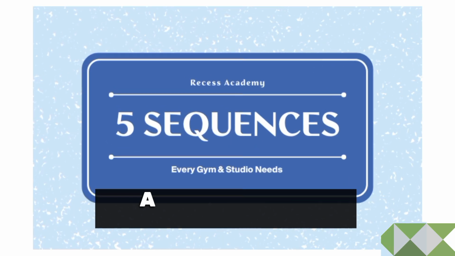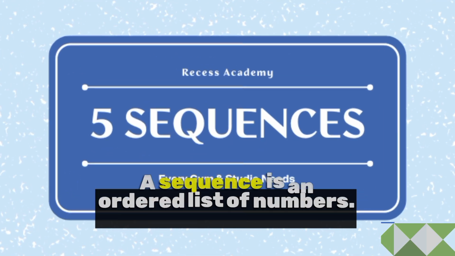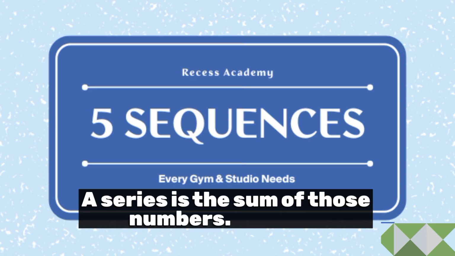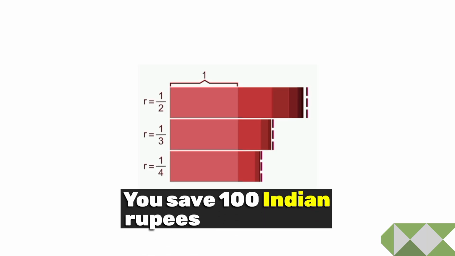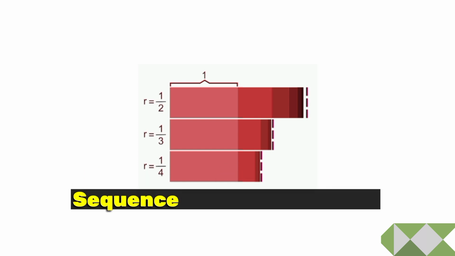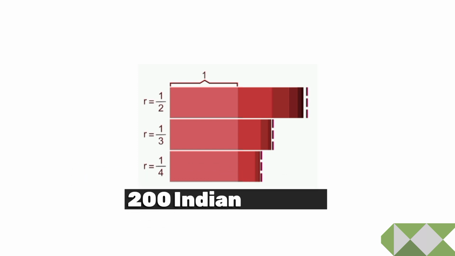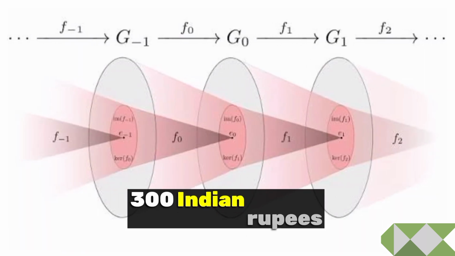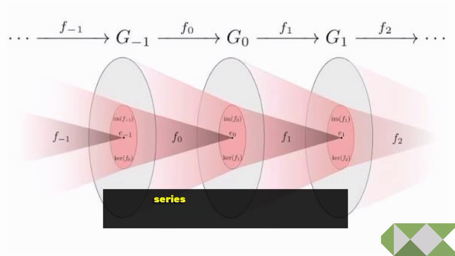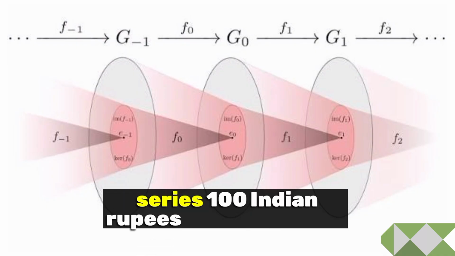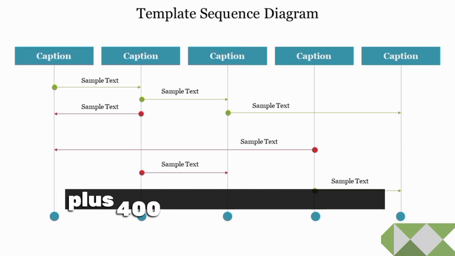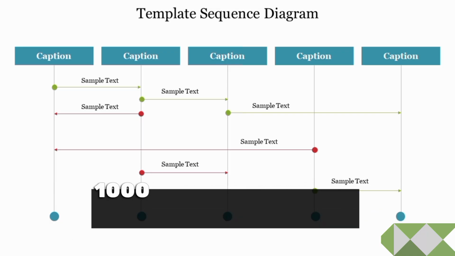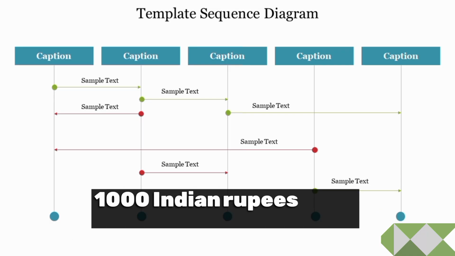Sequences and series. A sequence is an ordered list of numbers. A series is the sum of those numbers. Real-life example: saving money. You save 100 Indian rupees every week. Sequence: 100 Indian rupees, 200 Indian rupees, 300 Indian rupees, 400 Indian rupees. Series: 100 plus 200 plus 300 plus 400 equals 1000 Indian rupees.